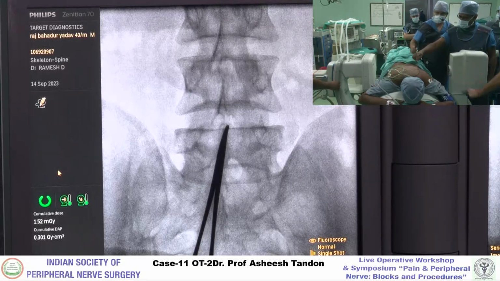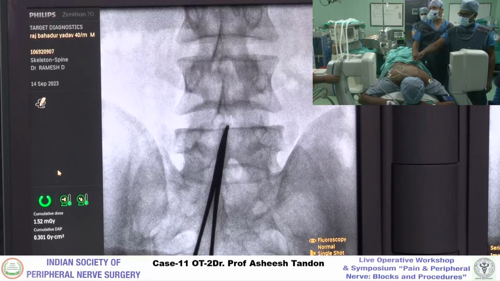So now you want to see, now we'll mark the facetal hump. Shoot please, of L4-5 level. Are you there with us, Deepak? Yes. Okay, we are looking at it.